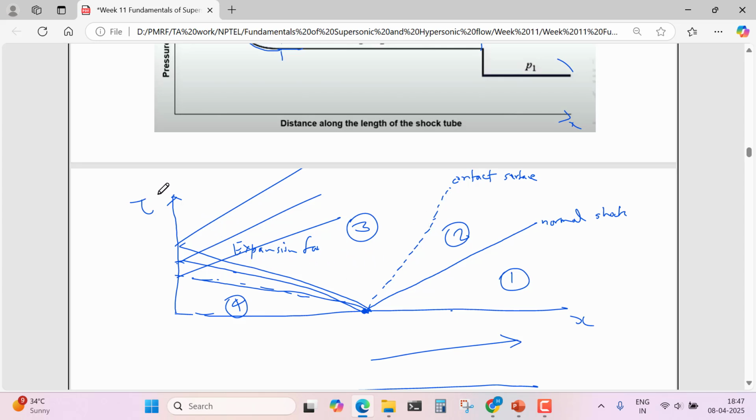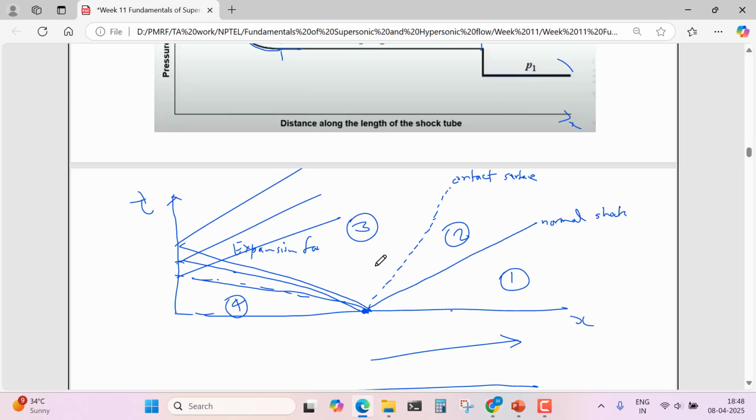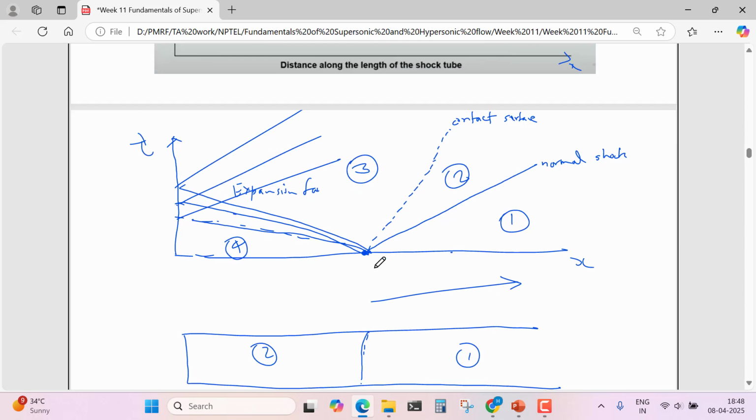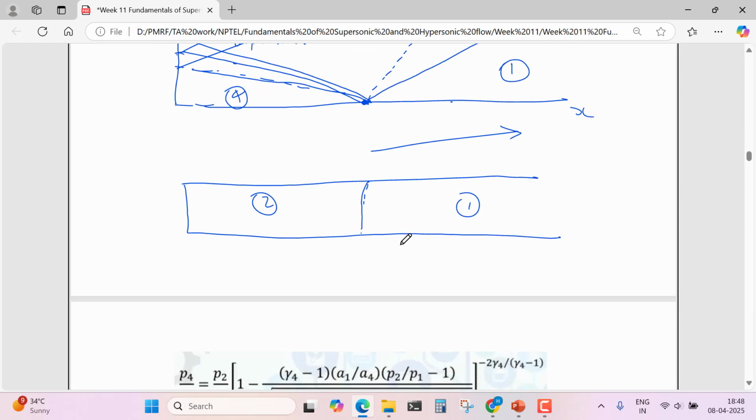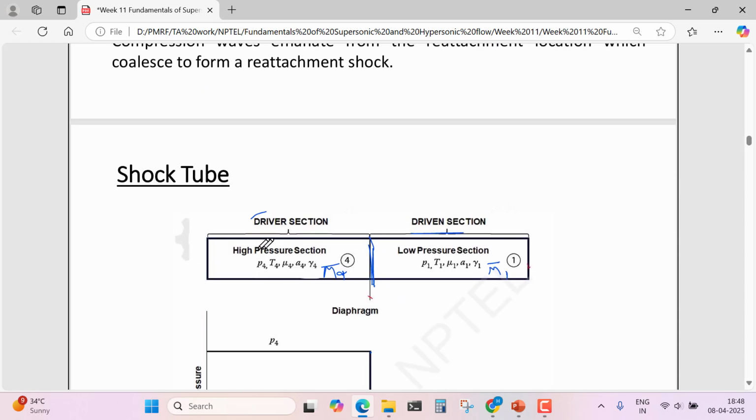Like this, we make the XT diagram. The XT diagram shows how shock waves and expansion fans are moving, and how the conditions of gases are changing with respect to distance and time. This is for the shock tube. We have seen here that this is the high pressure section and this is the low pressure section.